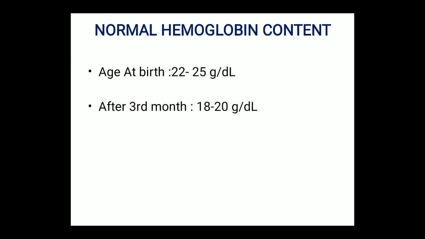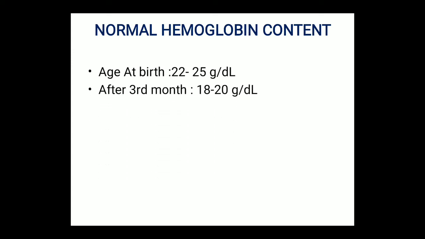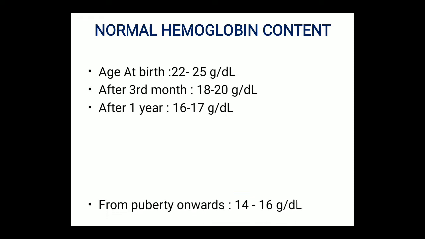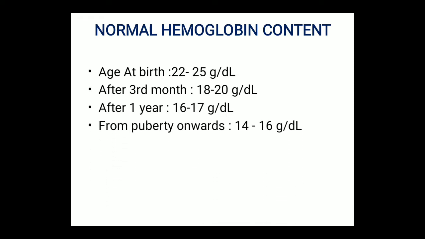Normal hemoglobin content. Age: at birth, 22 to 25 gram per dl. After the third month of birth, 18 to 20 gram per dl. After 1 year, 16 to 17 gram per dl. From puberty onward, 14 to 16 gram per dl.